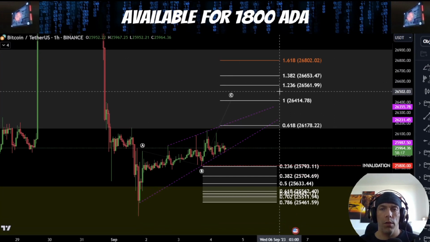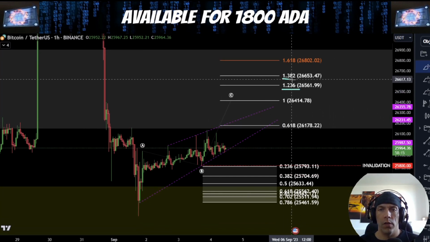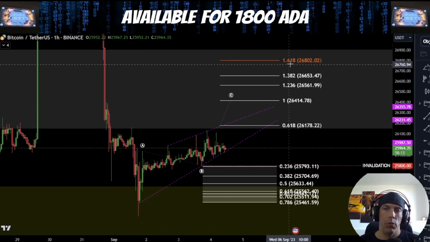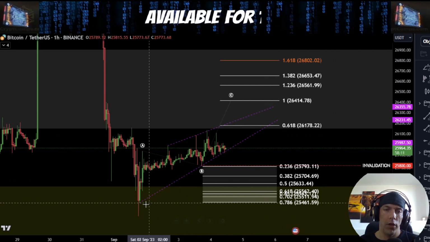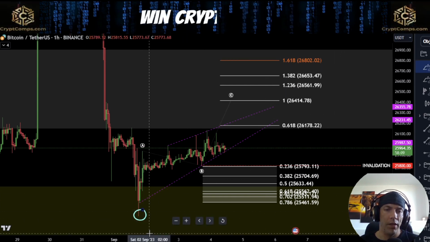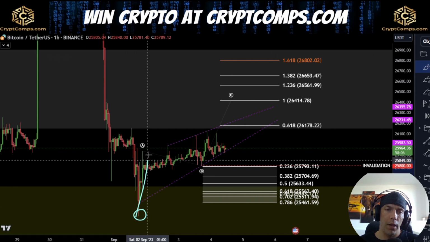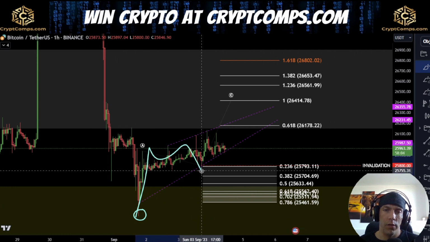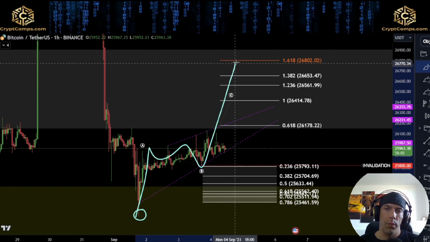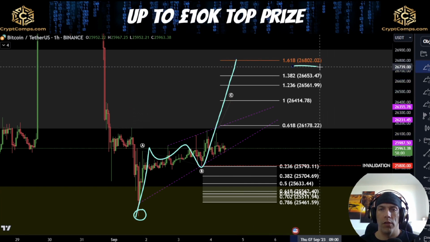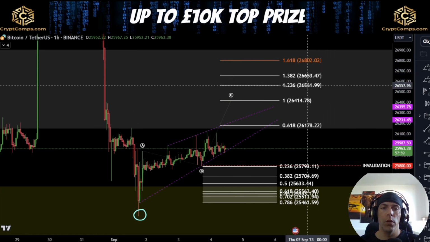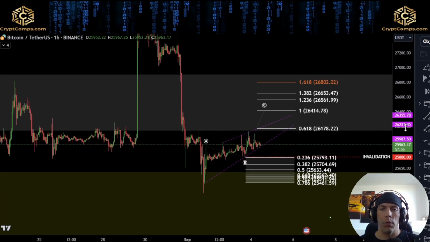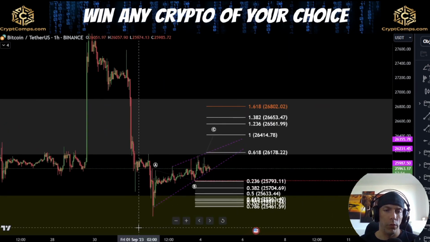Higher zones that I'll be keeping an eye on would be the 1236, the 1382, and this 1618. Now, within the bullish case where we're saying that we could potentially complete into this low here, what we need to be careful of is that if this is A, this is B, and we start to push up above this 1618 here of this 26,802 level, this could actually start to indicate that we're starting to see some kind of a reversal from this point.